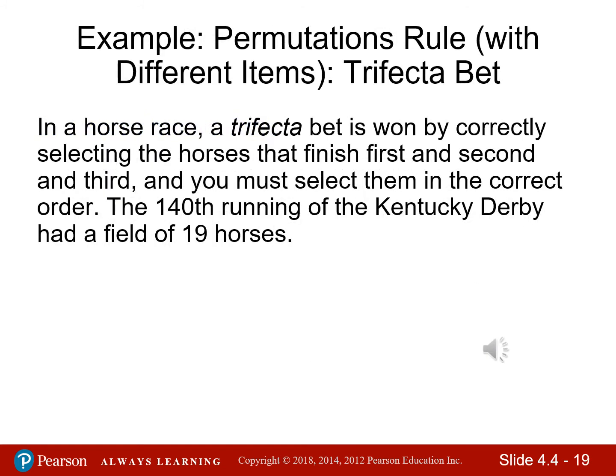Let's consider this example for the permutation rule. In a horse race, a trifecta bet is won by correctly selecting the horses that finish first, and then second, and then third. And you must select them in the correct order. The 140th running of the Kentucky Derby has a field of 19 horses.